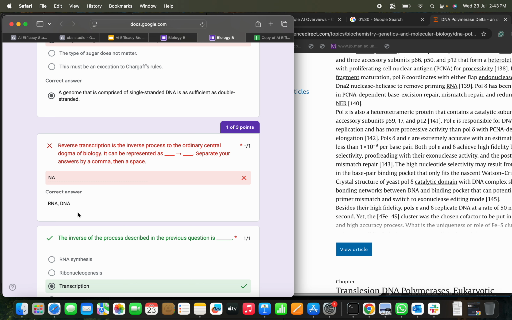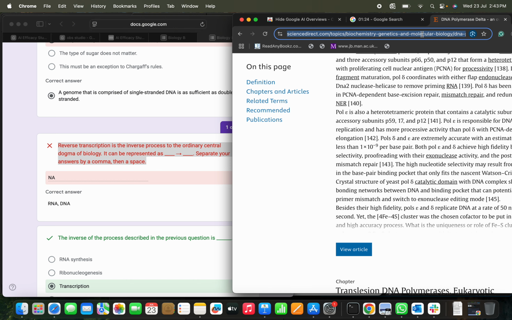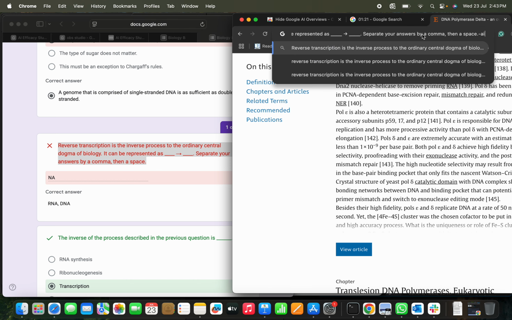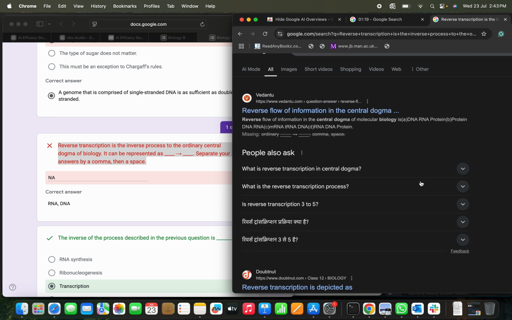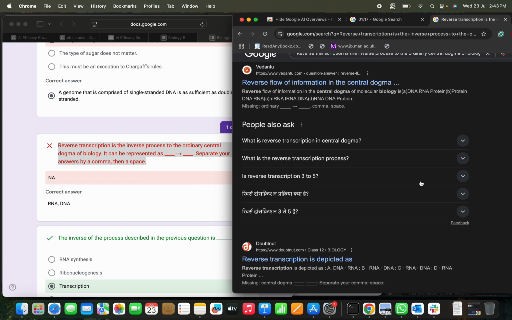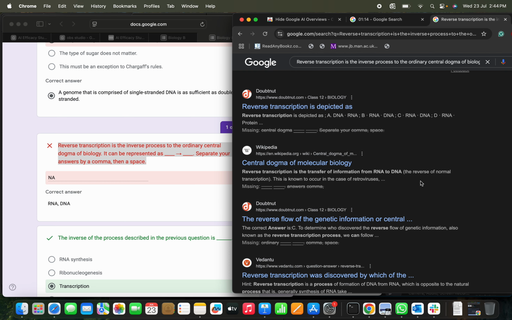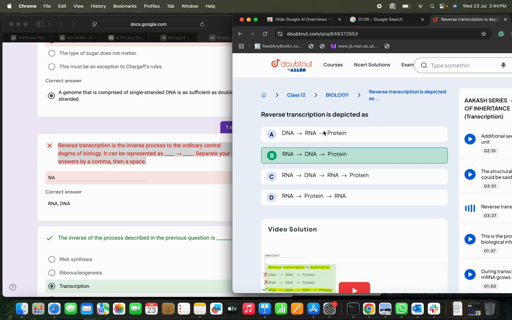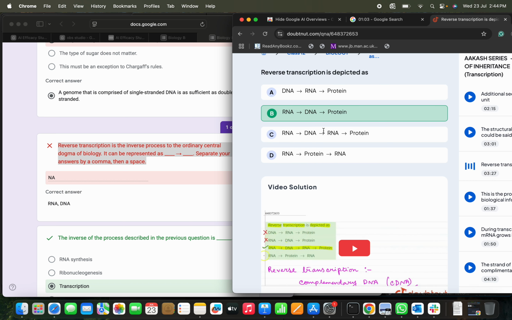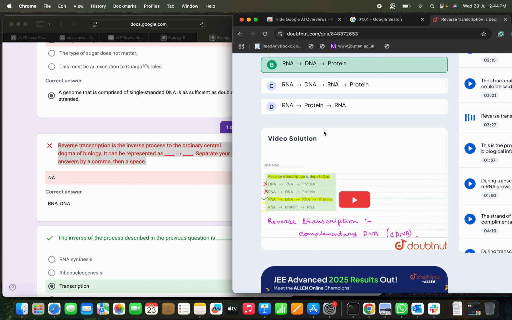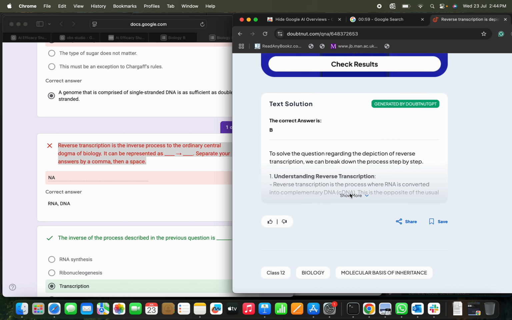Reverse transcription is an inverse process. Just because I have very little time, I'll modify the reverse flow of information. There is a central dogma of molecules. Okay, central dogma. Let's read this. RNA to DNA. Resolve the question regarding the picture.